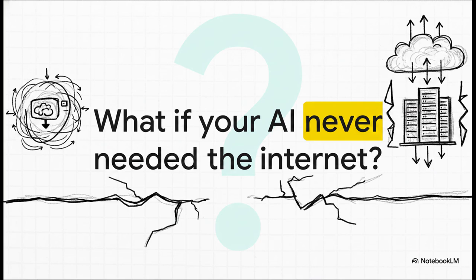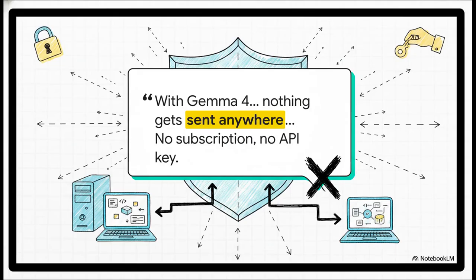So think about this for a second. What if your AI literally never needed the internet? For the longest time, we've just assumed that to access truly powerful artificial intelligence, you had to be tethered to the cloud. You ask a question, it beams up to some massive server farm, and an answer beams back. But guys, that paradigm is fracturing as we speak.